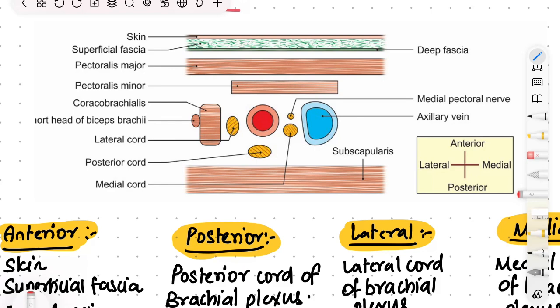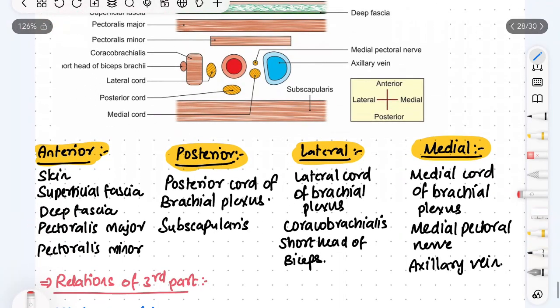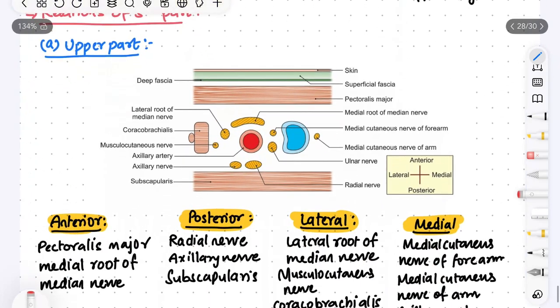Remembering the second part relations is somewhat easy, because in the posterior relation we have the posterior cord, in the lateral relation we have the lateral cord, and in the medial relation we have the medial cord. So remembering the second part relations is somewhat easy. Now the relations of the third part.